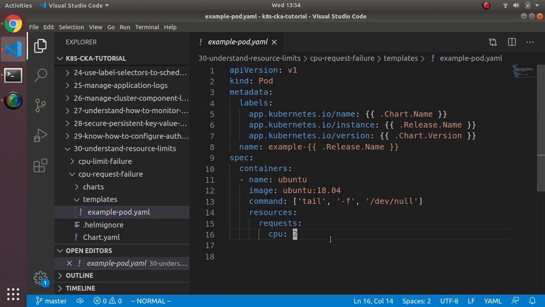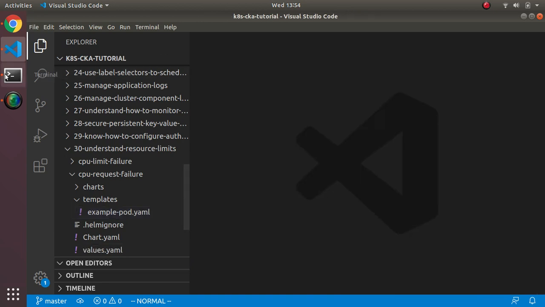So here you can see I'm asking for a full 2 CPUs, right? Now, if you think about it, these nodes each only have 2 CPUs total, and they're already using some of that space. So there's no way this process can run, right? Because I don't have 2 CPUs floating around.